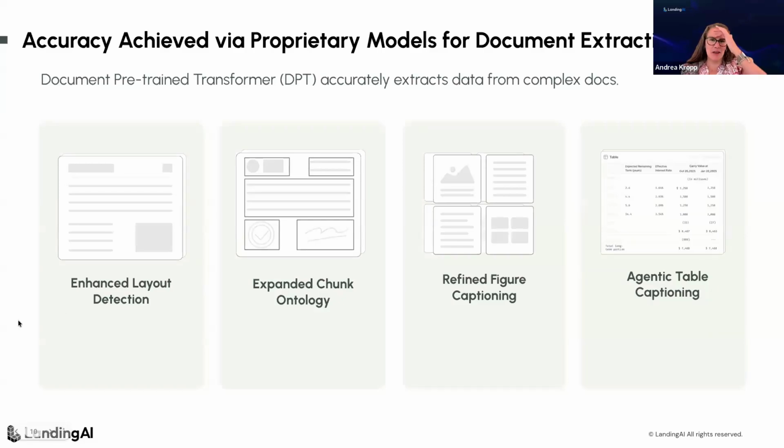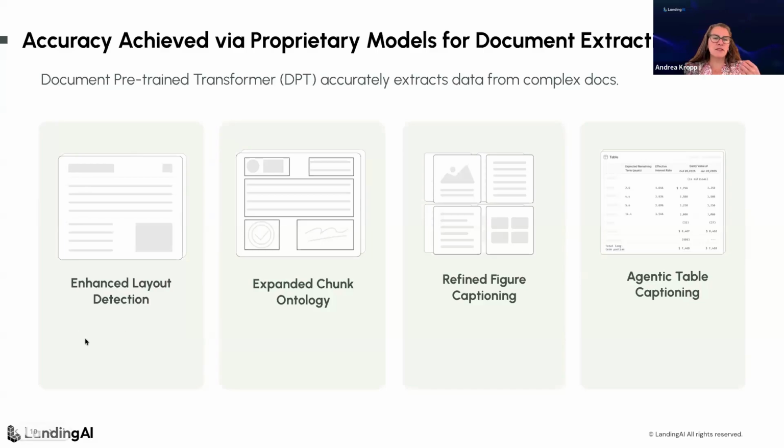How is this accuracy possible? We have a proprietary model that you can only get from LandingAI. We call this our DPT family of models, which stands for Document Pre-trained Transformer. We get a lot of questions about whether we're just wrapping open source LLMs. No, you are getting something proprietary that we have created. And it really has these main capabilities as well as a few others.